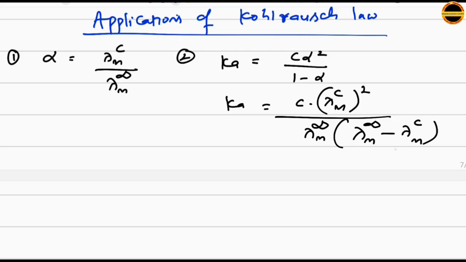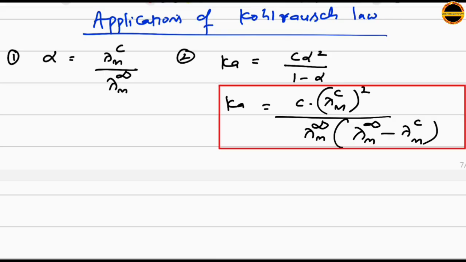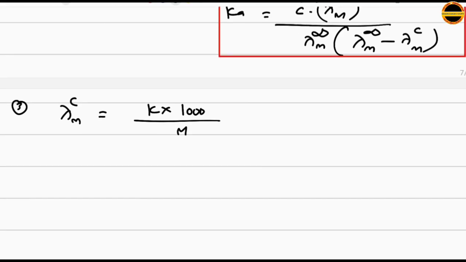So here you can write another formula. If you substitute the value we got, Ka is equal to C into lambda m C square, followed by the denominator. That is the second application. Okay. Next, the third application: lambda m C at concentration C is equal to 1000 by molarity. If molarity is used, where m is molarity, it is lambda m at concentration C.